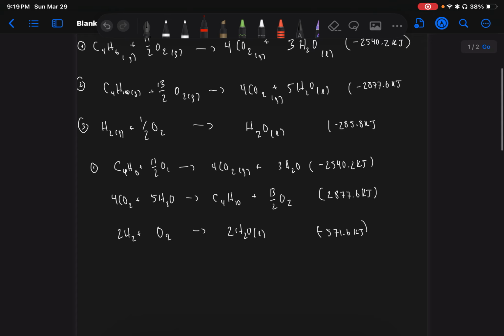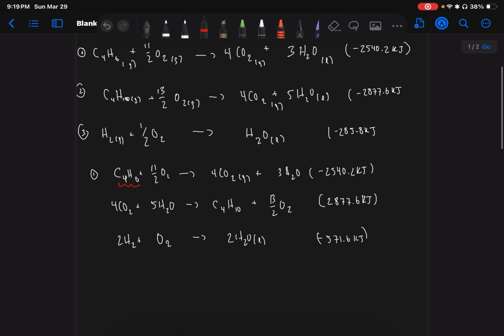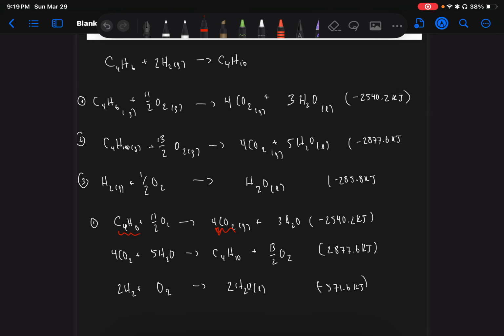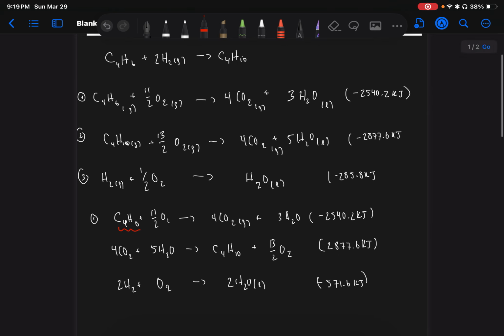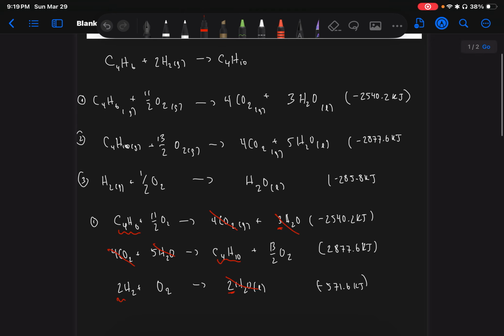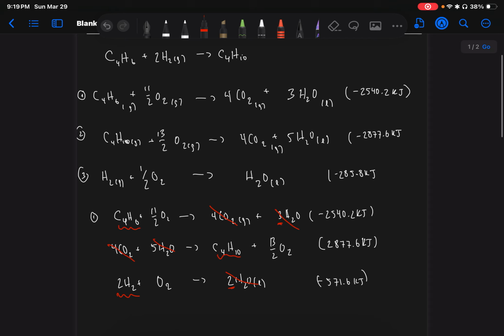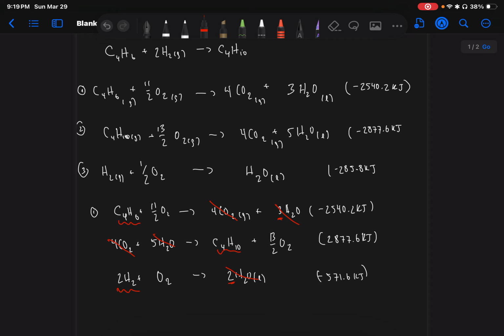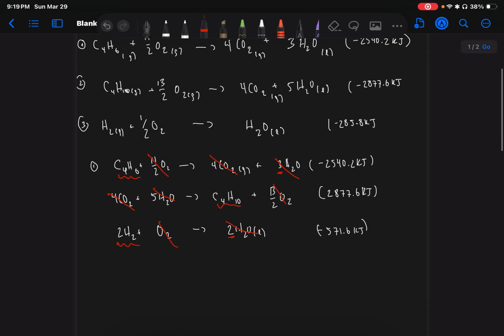So what do we need? So we got this. This is good. Wait, no, I'm looking at the wrong one. C4H6. That's good. We got C4H10 here. 4 CO2. These two will cancel out. 3H2O plus 2H2O equals 5, so these will all cancel out. Now the last thing is, okay, so we got 2H2O. This is something we need. Now these oxygens should cancel. So what is 11 over 2 plus 1? That's 13 over 2. Cancel, cancel, cancel. Boom. So that's what we're left with.